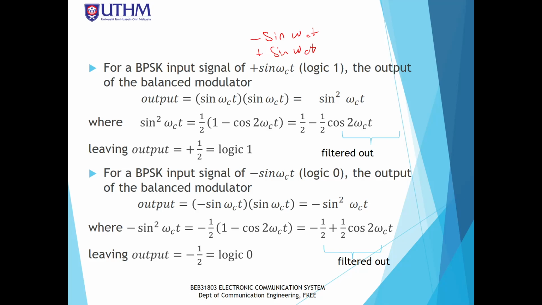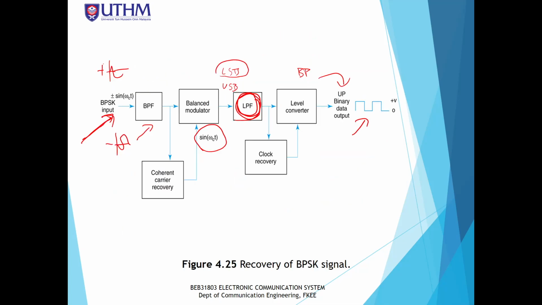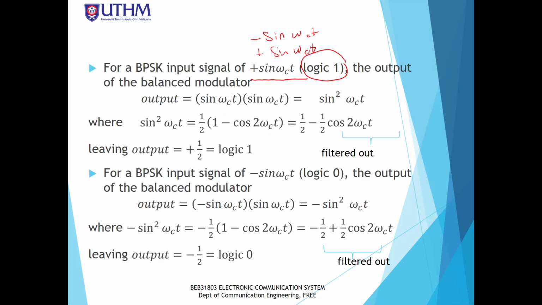So you see that for the input signal at the receiver, if it is a positive sine, that means we are actually receiving logic 1. So how does the process happen? At the balance modulator, if the input is a positive sine, we multiply it with this carrier signal, again a sine wave. So positive sine and another positive sine.